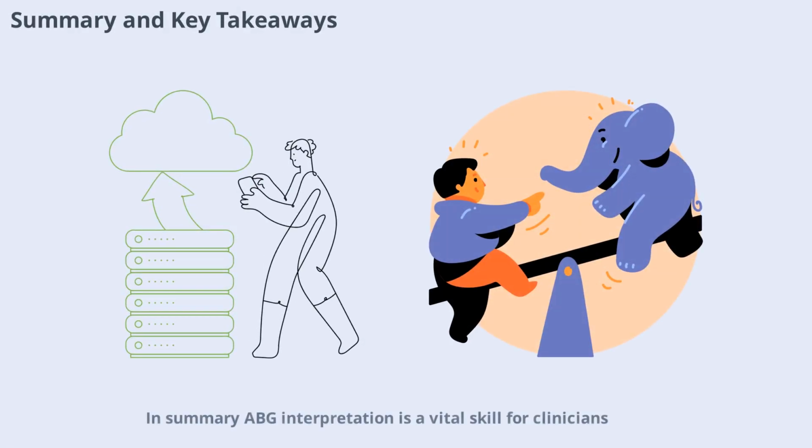In summary, ABG interpretation is a vital skill for clinicians. By understanding normal values, primary and mixed acid-base disorders, compensation mechanisms, and the causes of hypoxemia, you can make informed decisions for patient care. Remember to use a systematic approach, apply the rules of thumb, and never confuse SpO2 with PaO2. With practice, you'll become proficient in ABG analysis and improve patient outcomes.